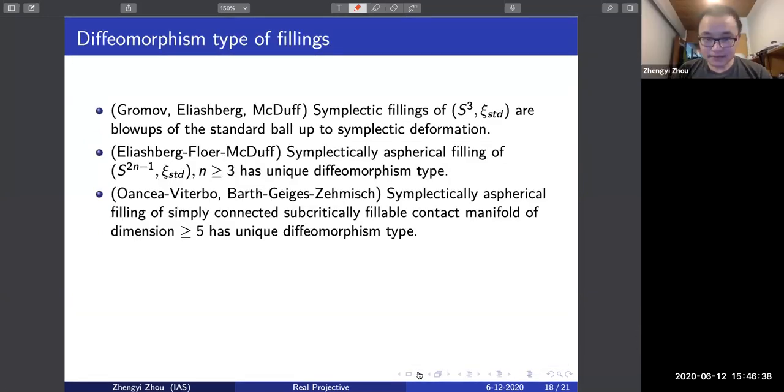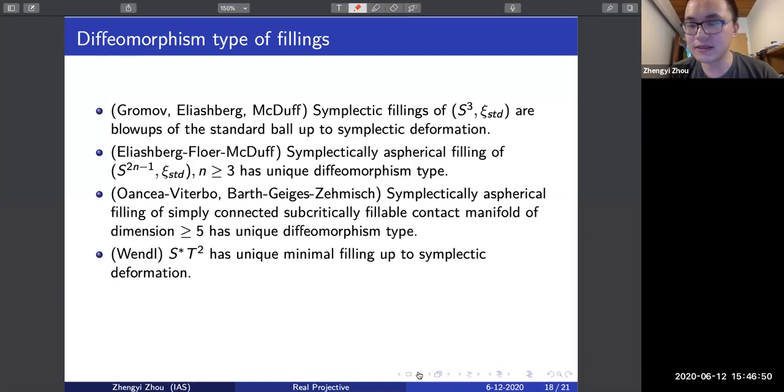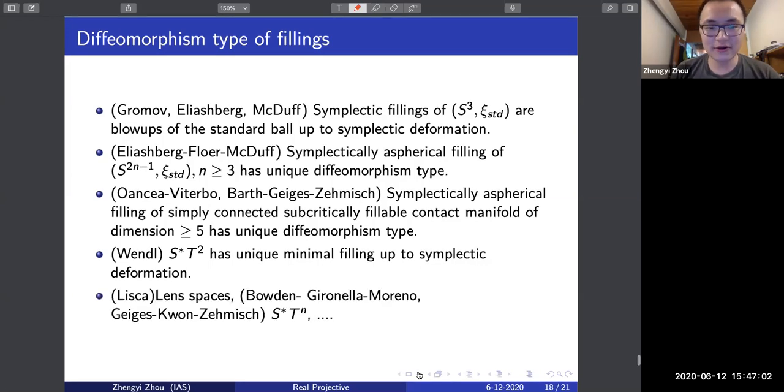All right. Okay. So they have this nice diffeomorphism type for a much wider class of contact manifolds. And there are some very nice results. One is by Chris Wendl. He showed the fillings of the co-sphere bundle of the torus are basically unique up to blow-ups. And there are also some other cases for lens spaces. And recently there are 2 proofs of the co-sphere bundle of the torus by Bowden, Gironella, Moreno, and Zimmermann, and Gadbled, Wang, Zimmermann.